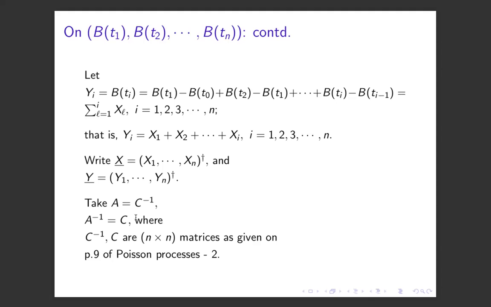Here, we were going from the yi to xi, so we took C accordingly and then C inverse. But here we are going the other way around. So A becomes C inverse and A inverse is C. Remember, this A or C inverse is an n cross n lower triangular matrix with the lower triangular part of it, all entries being 1. That was our C inverse, or rather A, in this discussion.